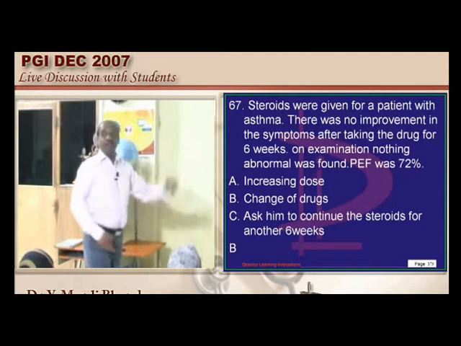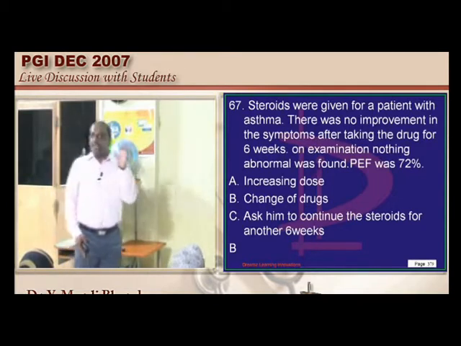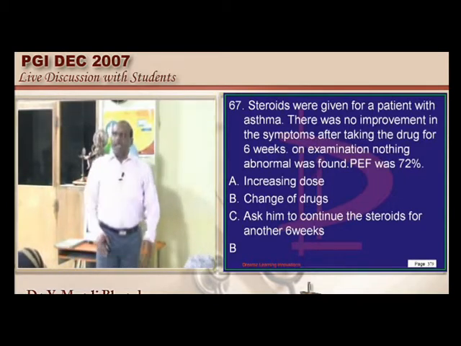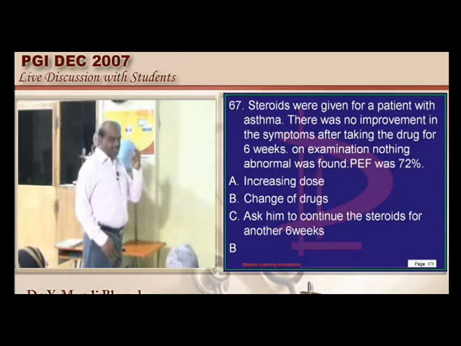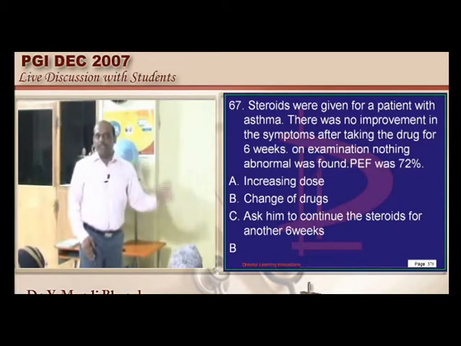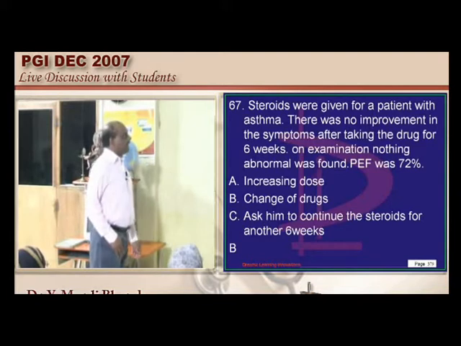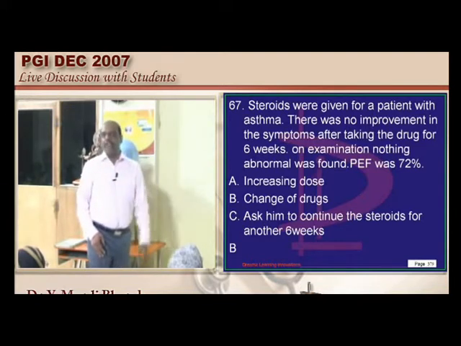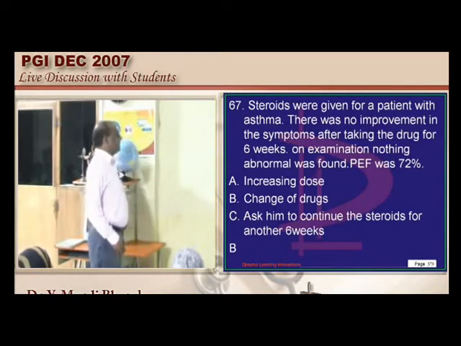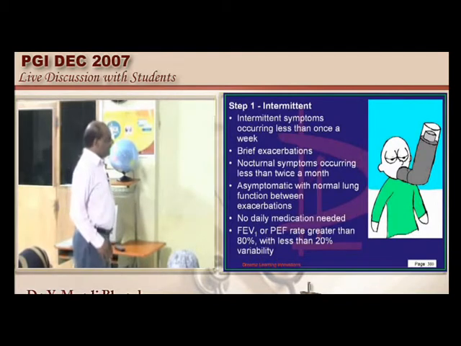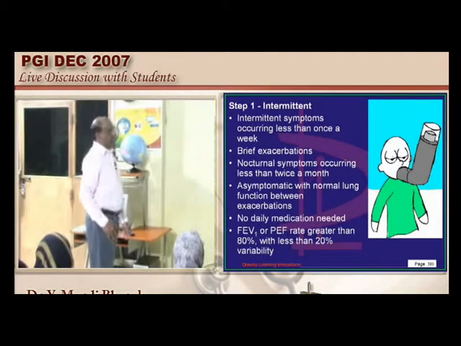Now this is a good question. Steroids are given to the patient, and in spite of giving them for 6 weeks, the symptoms have still not resolved and his peak expiratory flow rate is around 72%. What do you want to do for this patient? What is that treatment called, doctor? Step-up therapy. Let us look into it.